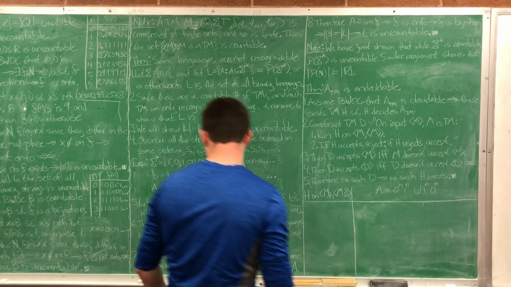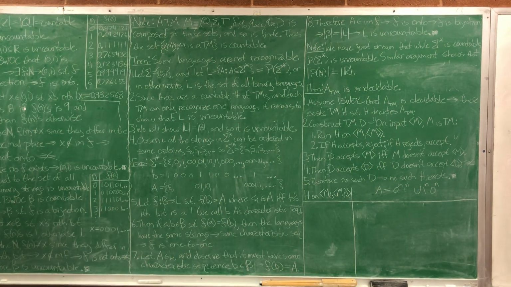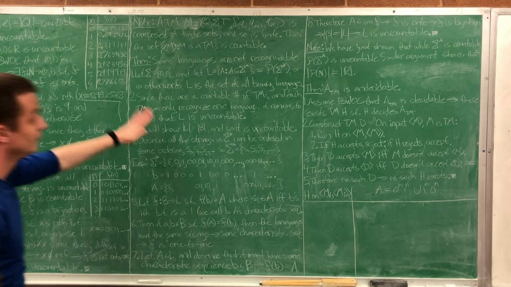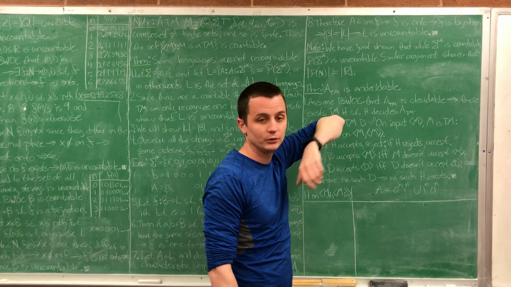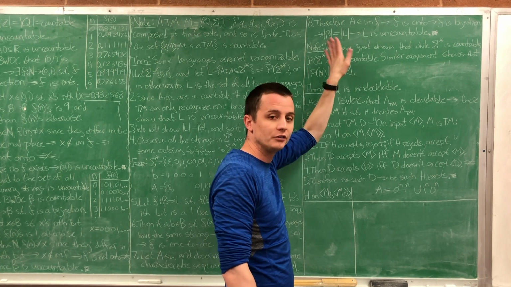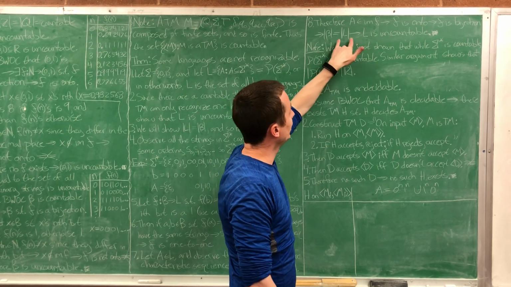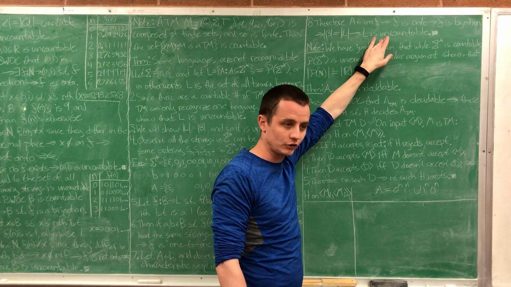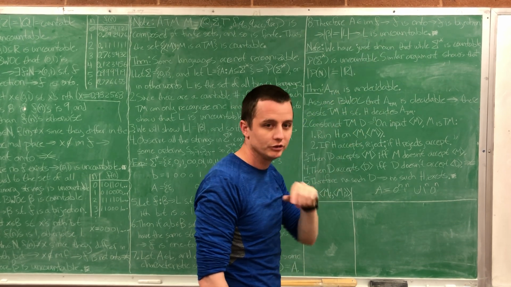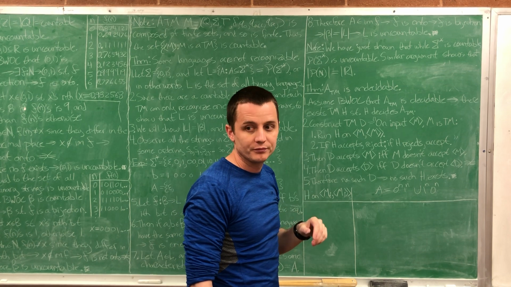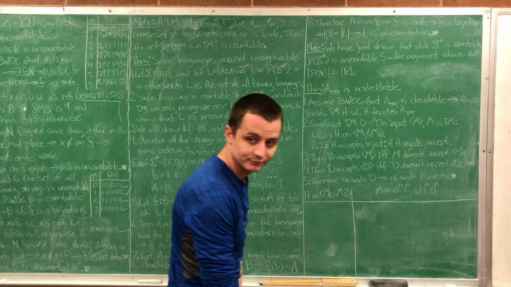All right. So now we've shown that there are unrecognizable languages, because the set of all languages is uncountable. The set of Turing machines is countable. So there have to be languages that you can't map a Turing machine to. Make sense? Okay.